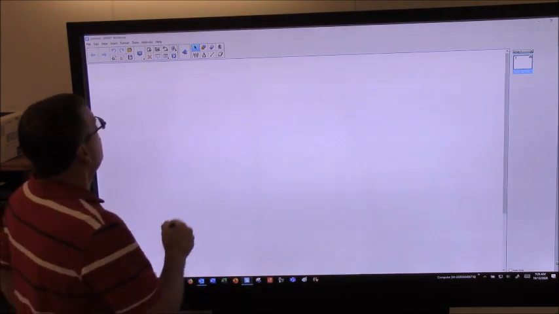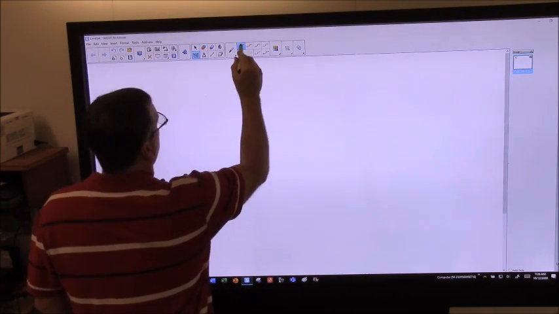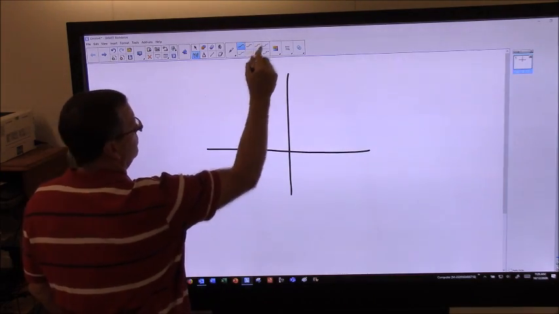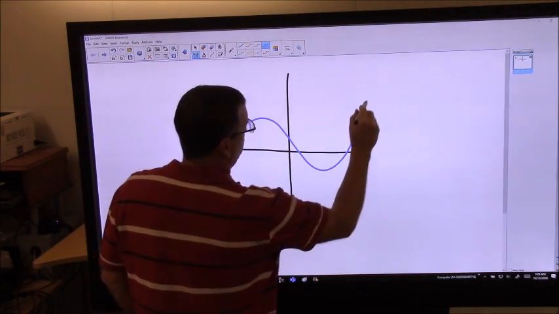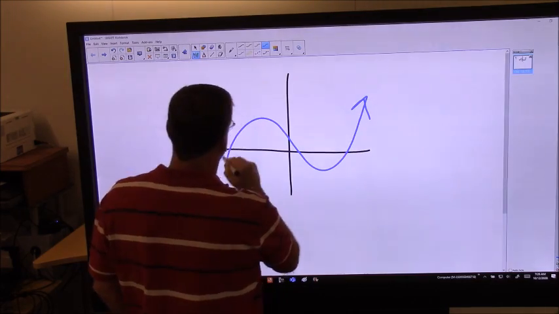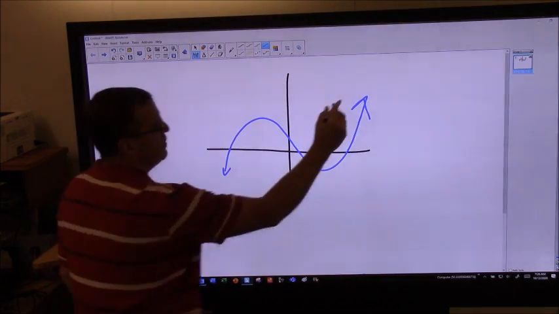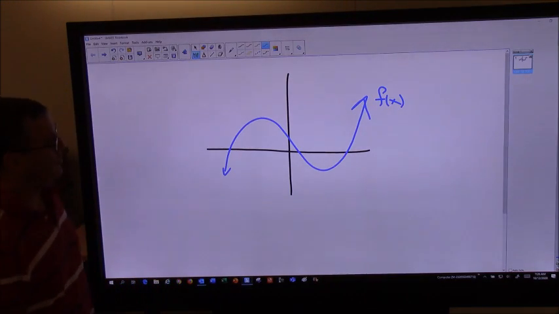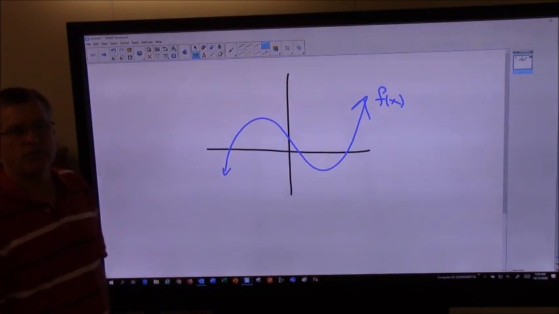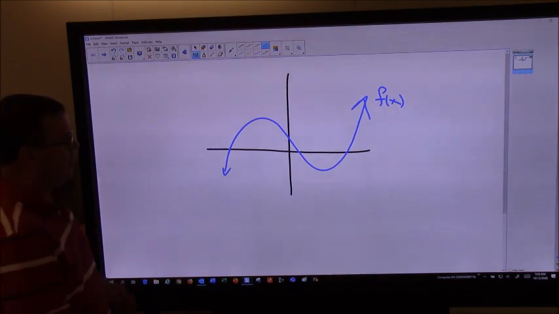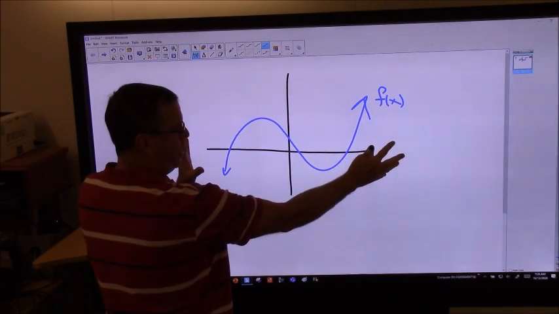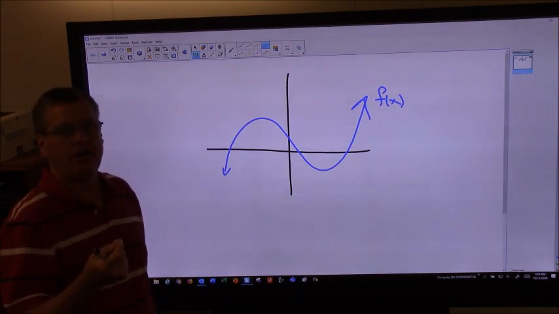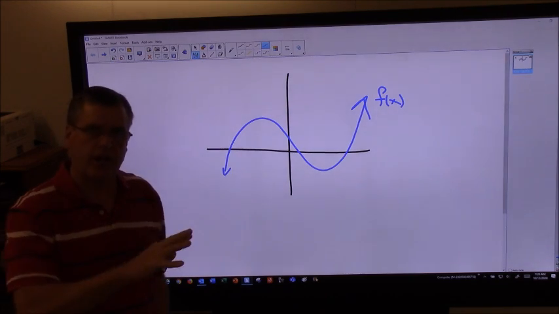Okay? So here's the idea. We have a function. Let's just say it's a graph that looks like this. We'll call this f of x. And we want to be able to do three things with this graph on our calculator. First of all, we have to make sure we can draw it and find a complete graph on our graphing calculator. Now, we've already talked about that.